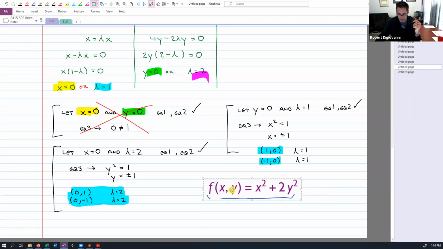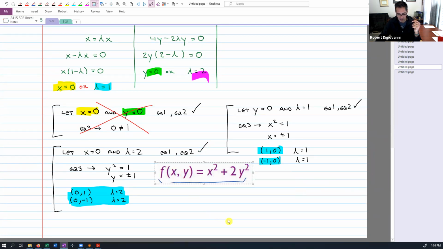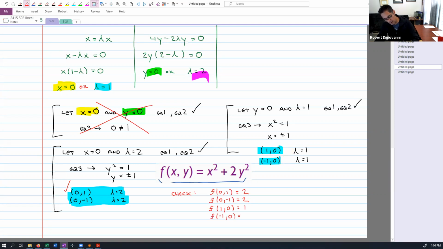So now I'm checking. This is my checking step. I'm trying to squeeze it all onto one page here. I'm going to check all 4 points. Let's try the point (0, 1). If I plug 0 in for x, 1 in for y, I get 2. If I plug in 0 for x and -1 for y, I also get 2. If I plug in 1 for x and 0 for y, I get just 1. And if I plug in -1 for x and 0 for y, I get 1 also.